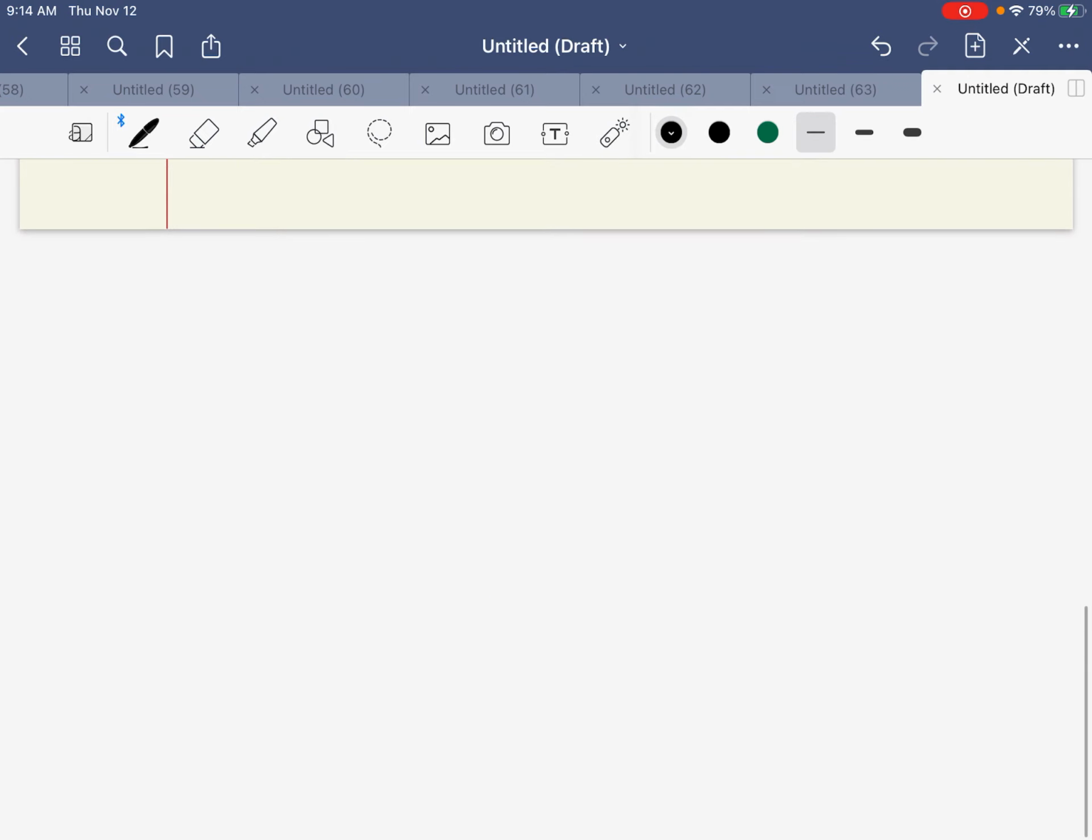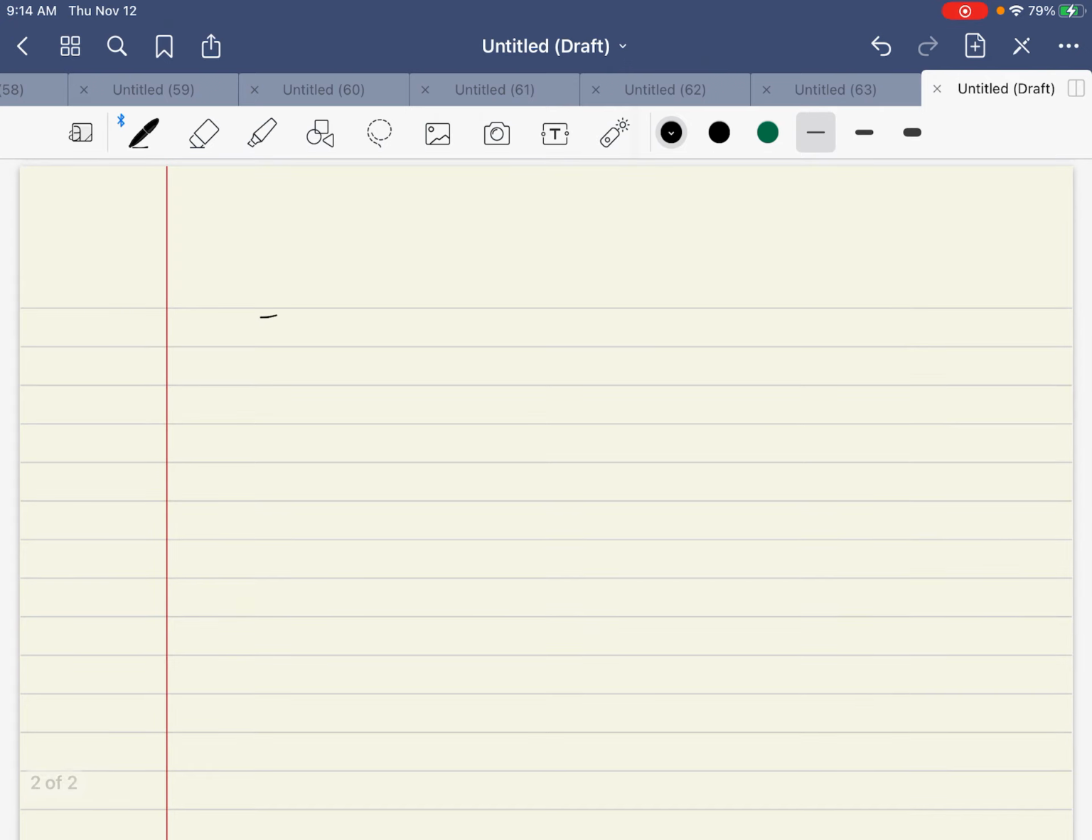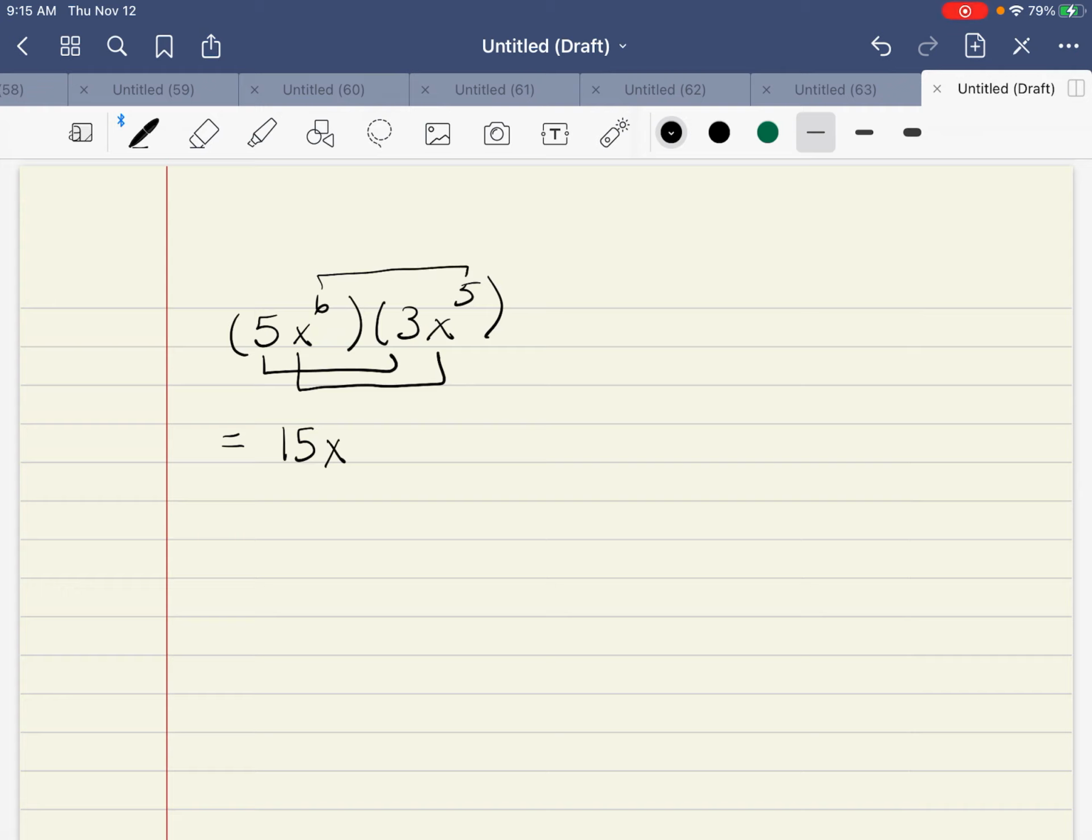If you have coefficients in front of your bases that are unknown, so what I'm talking about is stuff like this. So 5x to the 6 times 3x to the 5. So there's nothing stopping us from multiplying 5 and 3. Now, for the base x, we don't know what the value of it is, so we want to simplify it a bit, and that's where our exponent laws come in. Just going to add 6 and 5 is 11, and then whenever we know the value of x, we can continue.